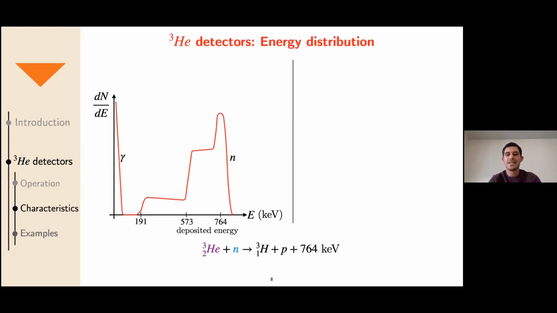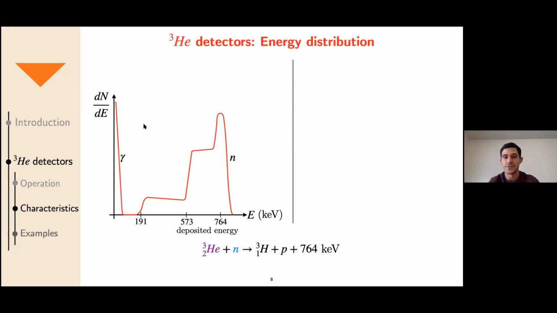Now we will see an important notion in the development of a detector, which is the energy distribution of the signals. It corresponds to the energy spectrum of a detector for an energy source, and so to the number of events that have an energy between E and E plus dE. So it's just the energy spectrum of a detector for a source.